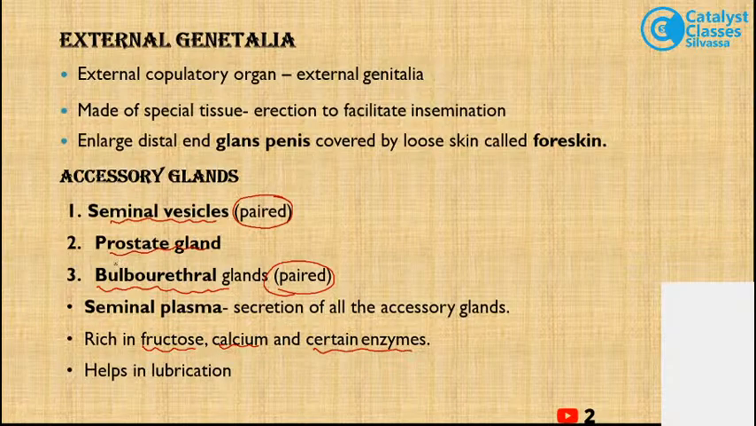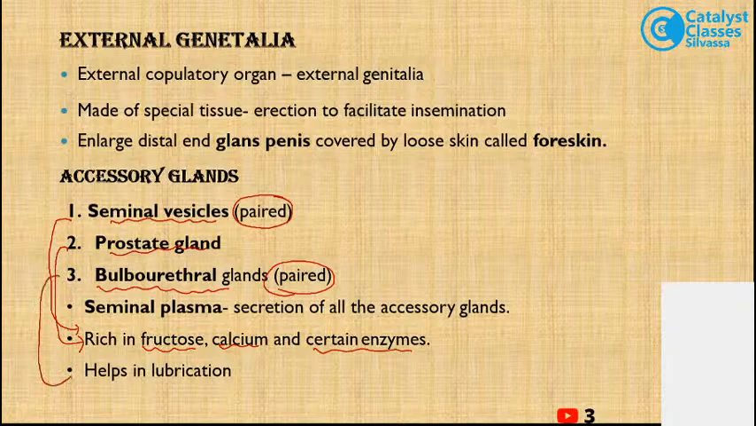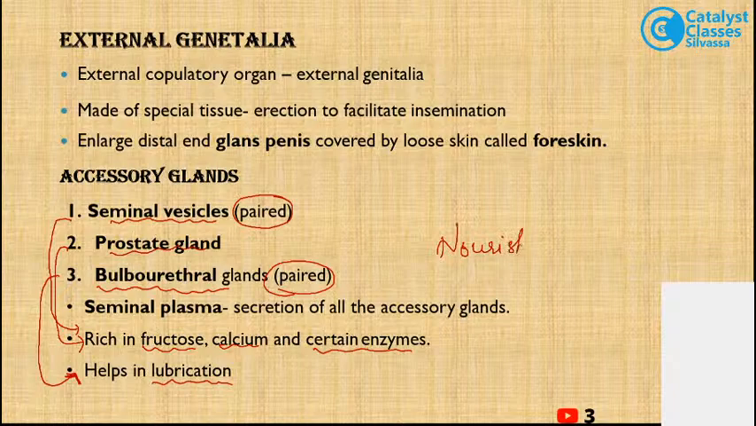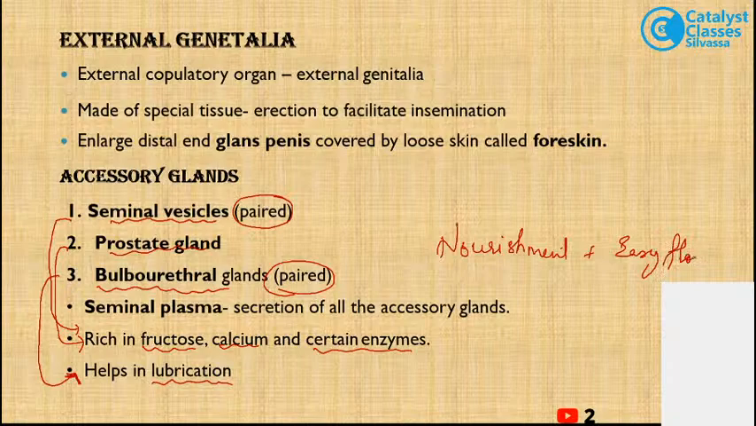Okay, the secretion of the seminal vesicle and prostate gland is going to be rich in fructose, calcium and the enzymes which are necessary. Okay, the bulbourethral gland is going to help in lubrication, right? It secretes the fluid which acts as a lubricant. So basically all these are providing what? Nourishment and easy flow of the sperms.